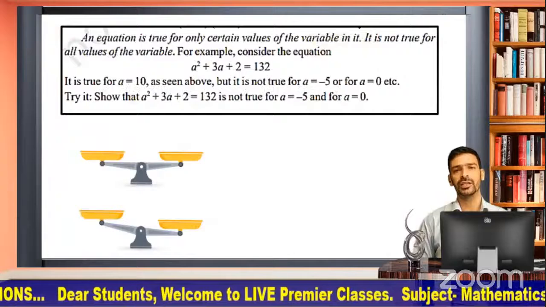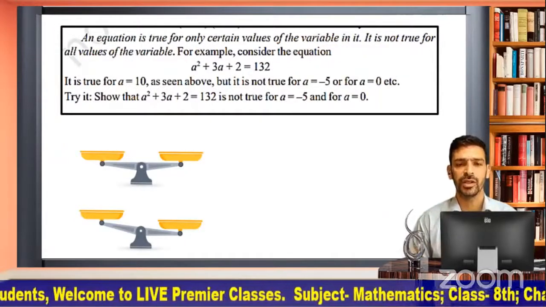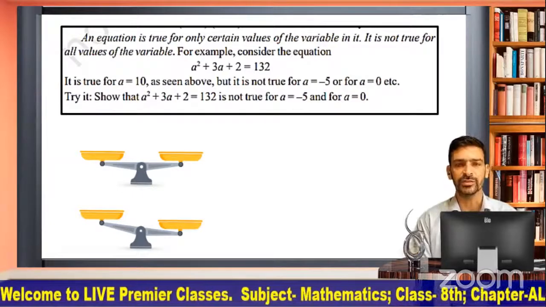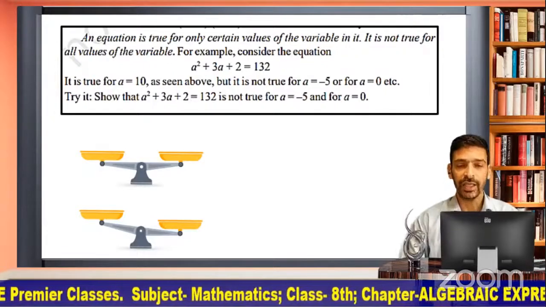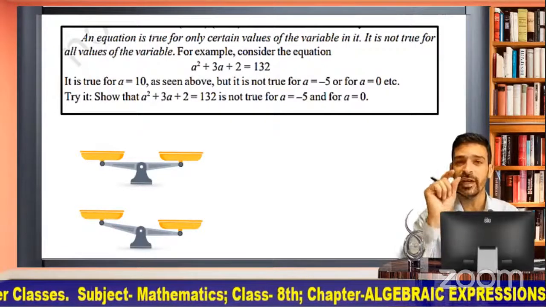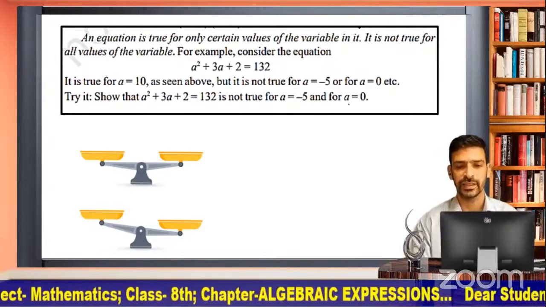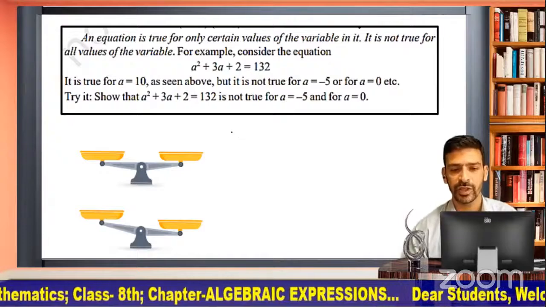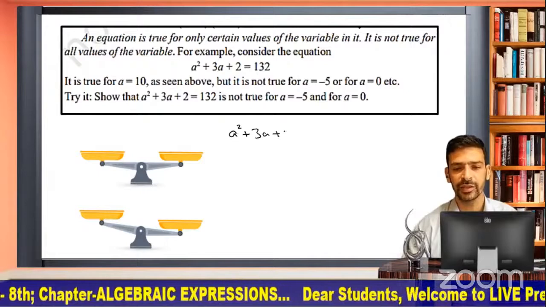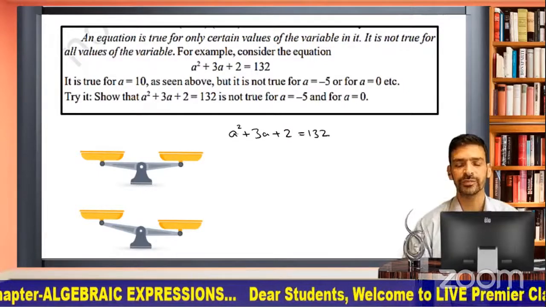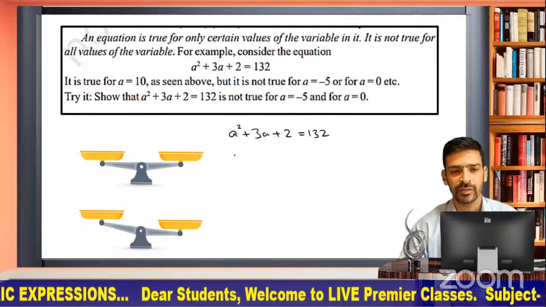Now a point comes here: I also used the word equation. I used the word equation. What is an equation? An equation is true for only certain values of the variables in it. Let us consider this equation here. We have a square plus 3a plus 2 equals 132. Let us understand and learn it in the form of an example.